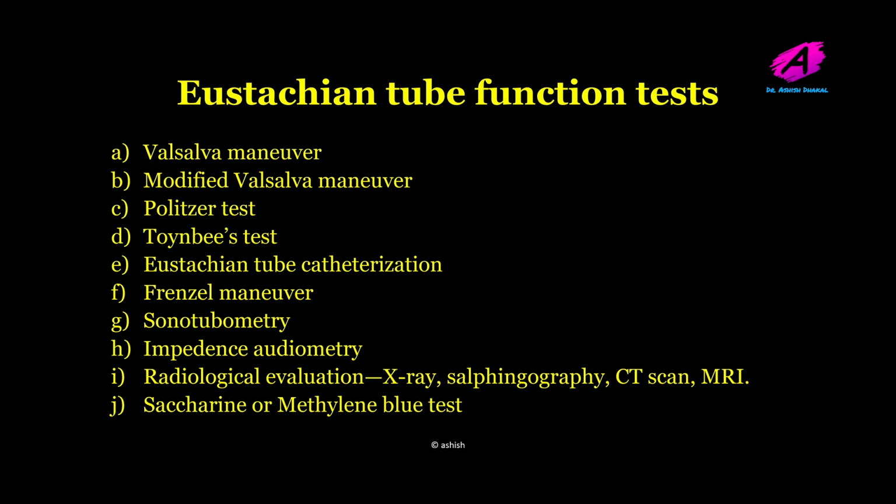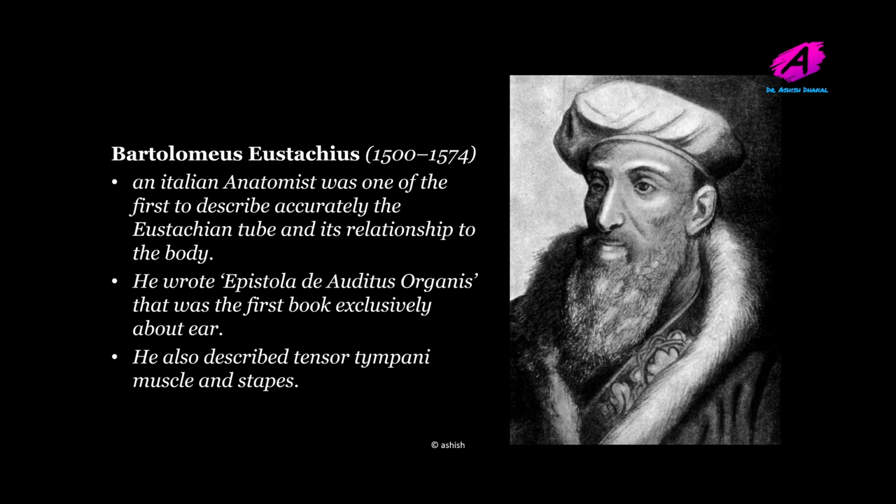Before starting the Eustachian tube function tests, we will describe some history about the Eustachian tube. Bartholomeus Eustachius was an Italian anatomist who was one of the first to describe accurately the Eustachian tube and its relationship to the body. He wrote Epistola de Auditus Organis, the first book exclusively about the ear. He also described the tensor tympani muscle and the stapes.